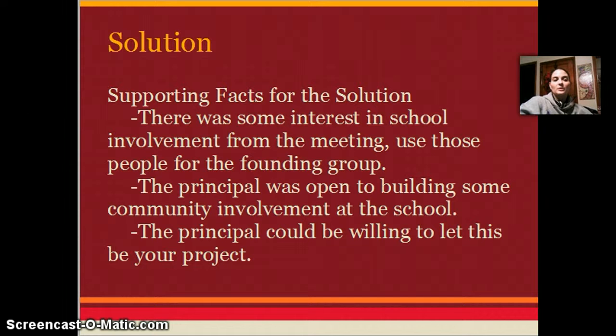Facts for the solution. There was some interest in the school involvement from the meeting that the principal and the assistant principal did hold after a few weeks of planning. The principal was open to the idea of community involvement at the school, and the principal could be willing to let this be your project so you could really take it and run with it.